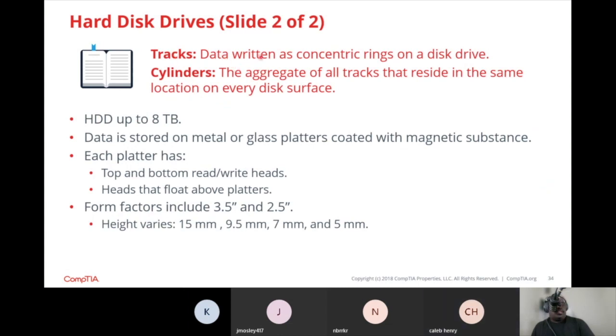Tracks on hard disk drives: data is written as concentric rings on the disk drive. Cylinders are the aggregate of all tracks that reside on the same location of every disk surface. It can hold up to 8 terabytes, with data stored on metal or glass platters coated with a magnetic substance. Each platter has a top and a bottom read write head. The heads float above the platters. The form factors are 3.5 inch or 2.5 inch. 2.5 inches goes in laptops or small form factors. The 3.5 inches are the bigger ones. The height varies, but most of the time your 2.5s are near the 5 millimeter.